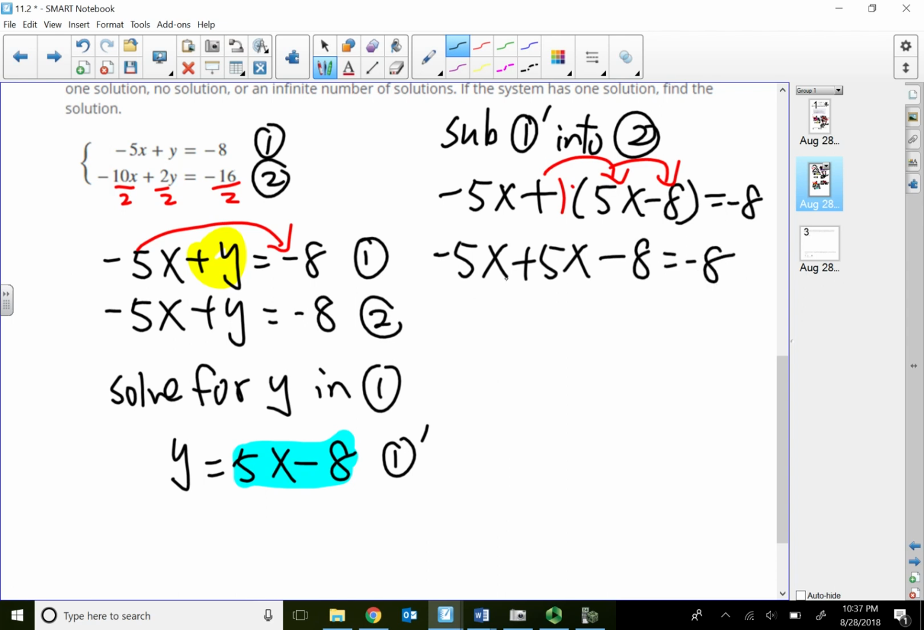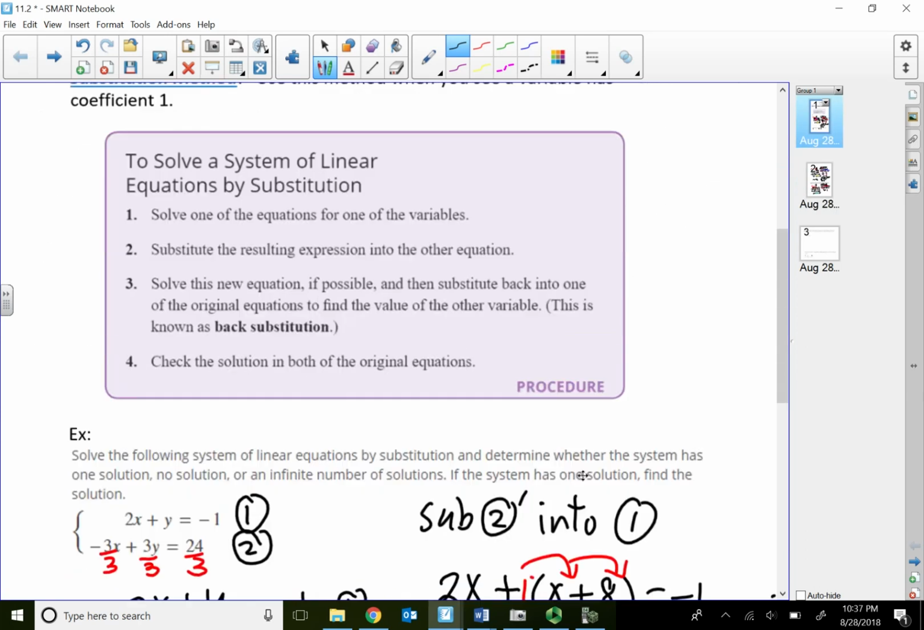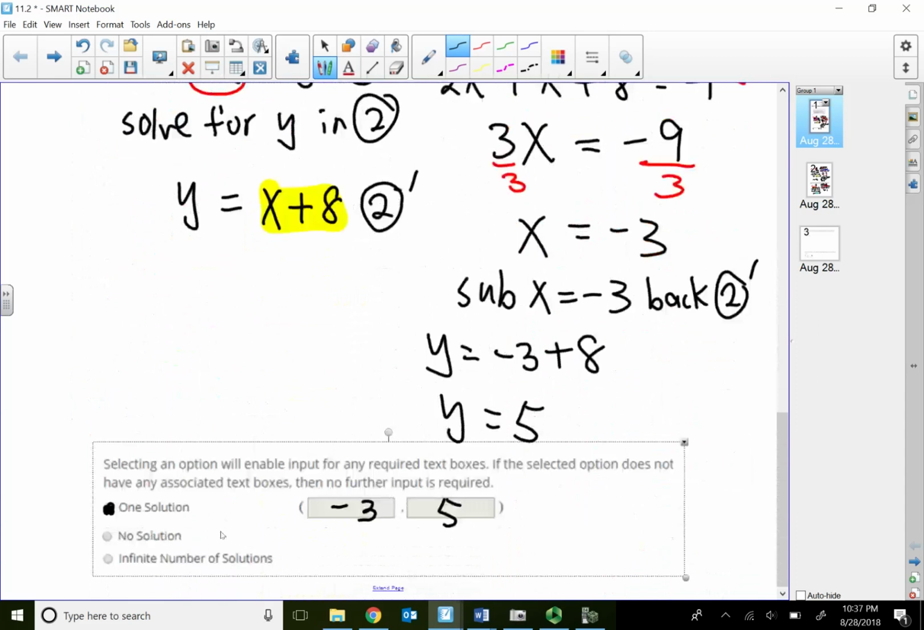So when I combine like terms, negative 5x plus 5x actually becomes 0x, the variable term is canceled out. So when the variable term cancels out completely, what you're left with is negative 8 equal to negative 8. And that indicates the left side is equal to the right side. Or you can say that's one line equal to the other line. So when they are the same line, that means they have infinite number of solutions. They're intersecting everywhere. So let me go back here real quick and solve this.